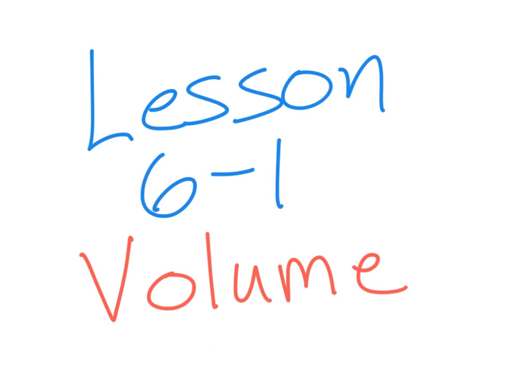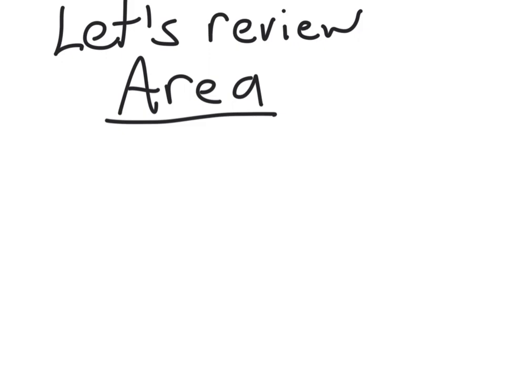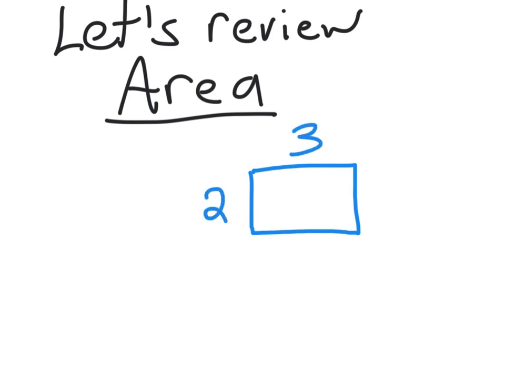All right, to remember volume, we have to review what area is. On area, if we have a rectangle that is 2 units by 3 units, the area is the space within that two-dimensional figure. So the rectangle is 2 units long on that side and 3 units long on this side. When we put that together and make the lines, how many square units are inside? Well, if we count them, there are 1, 2, 3, 4, 5, 6.